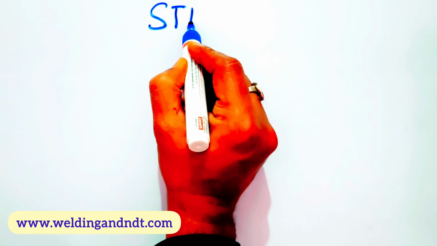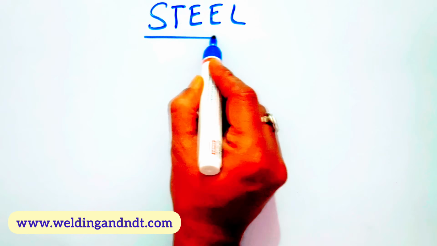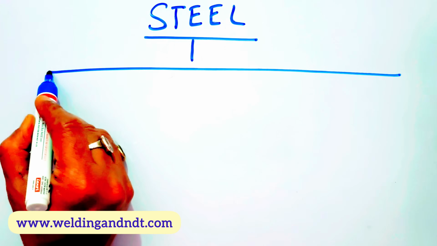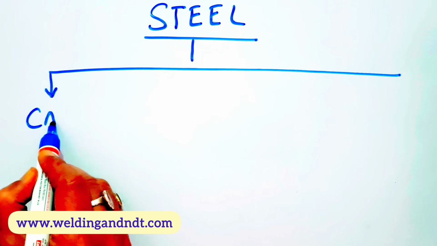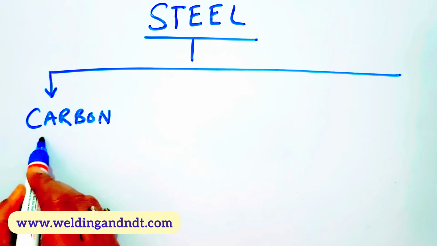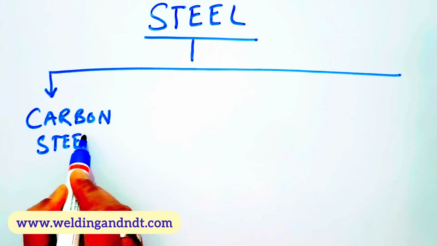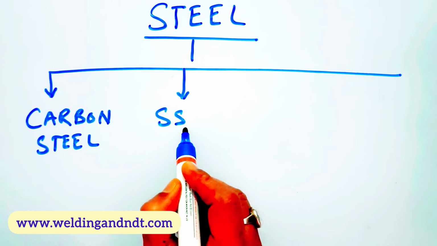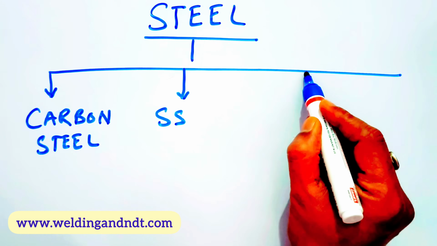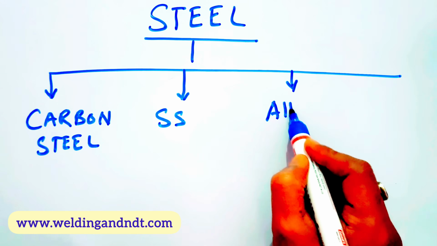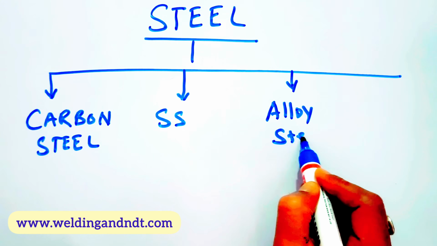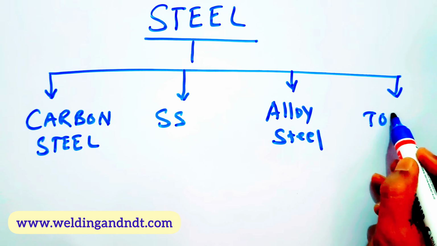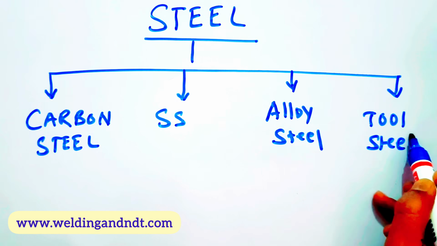So friends, steel can be further divided into four types. The first one will be the carbon steel. The second one is your stainless steel. I'll write in short stainless steel, SS. The third one is alloy steel. Then the fourth one will be the tool steel.